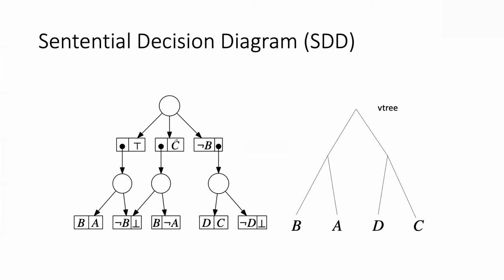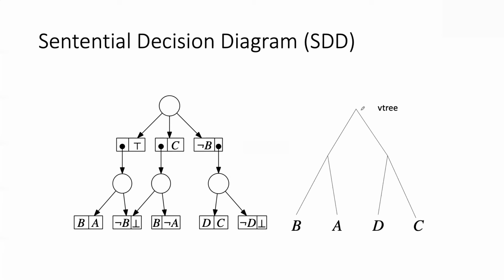And just like OBDDs require a variable order, we're going to see that SDDs require a Vtree, like what we're seeing here. So basically, every SDD has to conform to a Vtree, and we'll see that in a precise sense later. I just wanted to give you a quick overview before we dig into the details here. So the two generalizations so far is that we have these general decision nodes that branch on sentences instead of variables, and then we have to adhere to a Vtree.